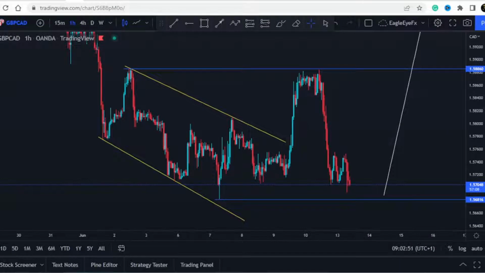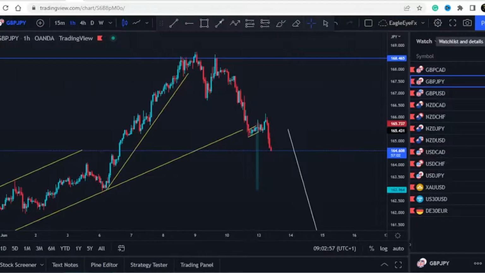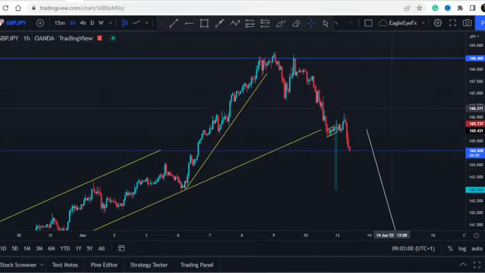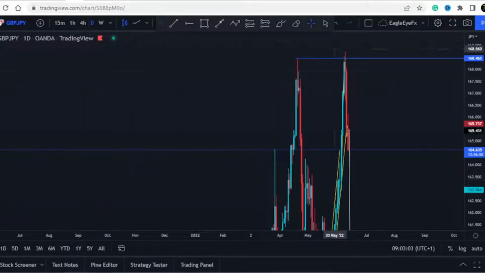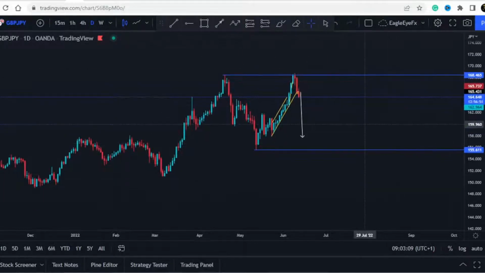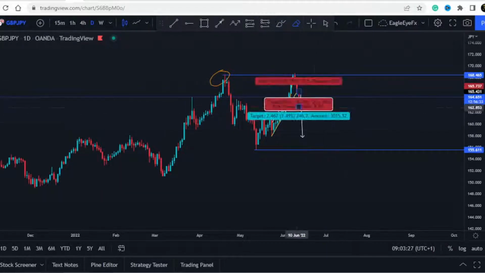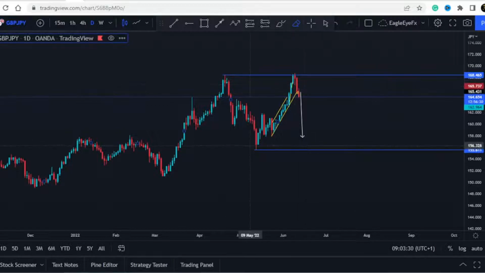Let me go to my second one, which is GBPJPY. GBPJPY has been playing out very well. I did this analysis yesterday, and I sent it to some people. You can see that GJ has given us a double top. Long term, I'm expecting a very strong move to the downside. And remember, I'm on the daily time frame. I'm expecting this move to come all the way to this low over here.